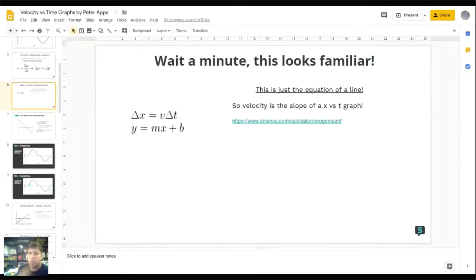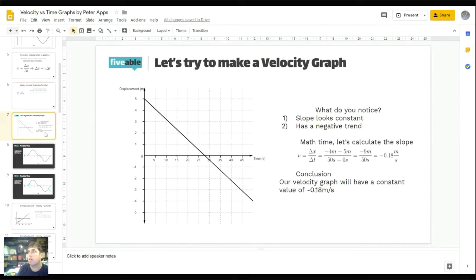So we're back to this. So big idea, again, is that if you have a position time graph, the slope of that graph is the velocity. Okay. So, for example, we have a very basic distance time graph, and we were trying to figure out the velocity of it.